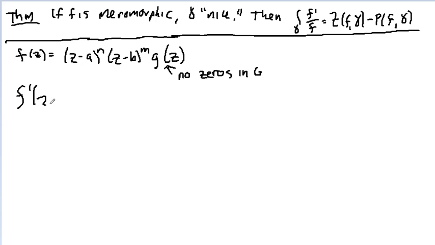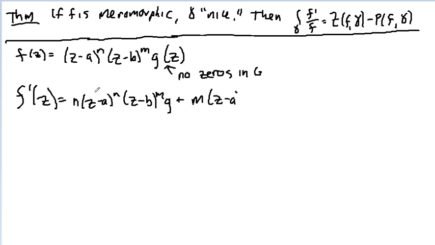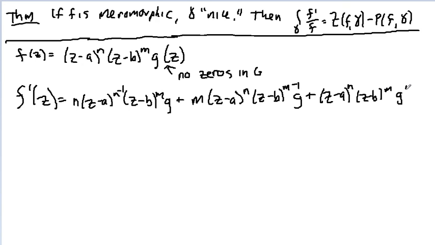Well, right, if you compute the derivative, this is a giant product rule. Take the derivative of the first thing times the rest of it left alone, times g, plus the derivative of the second thing times everything else left alone. Oh, this should be n times z minus a to the n minus 1 times z minus b to the m. I'm taking the derivative of this one, so it's m times z minus b to the m minus 1 times the rest of it left alone, plus the derivative of the last thing, z minus a to the n, z minus b to the m, g prime. But remember, what I'm going to do is divide this by f, because that's what I'm going to integrate over.